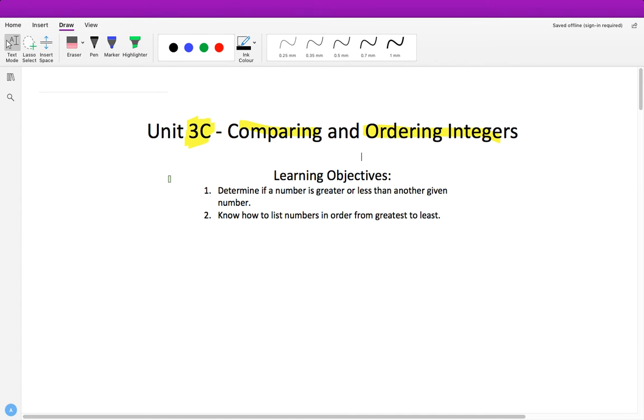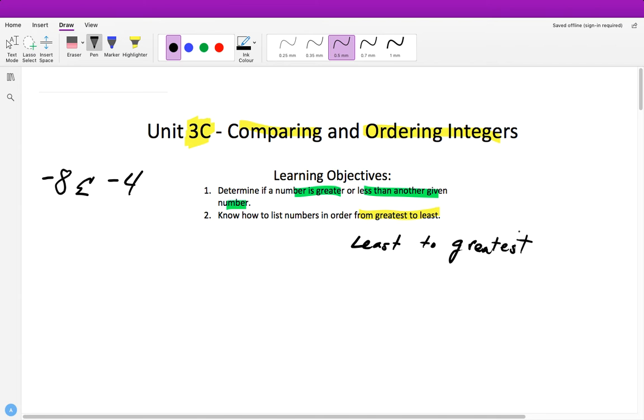All right, so remember our learning objectives, what we hope to be able to accomplish by the end of this video, possibly, or just after we practice this a little bit. We want to be able to determine if a number is greater than or less than another given number. So if I give you two numbers, say -8 and -4, which one is greater and which one is less? And then the last thing we're going to be able to do is list them in order from greatest to least or from least to greatest. It doesn't really matter which way it is, but we just have to be able to list numbers in order.